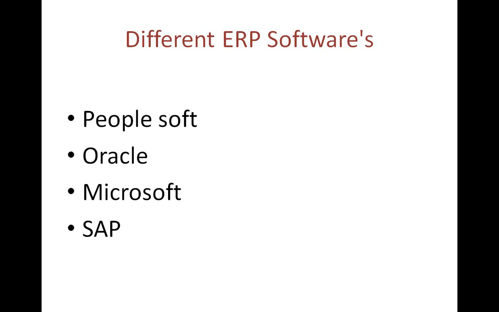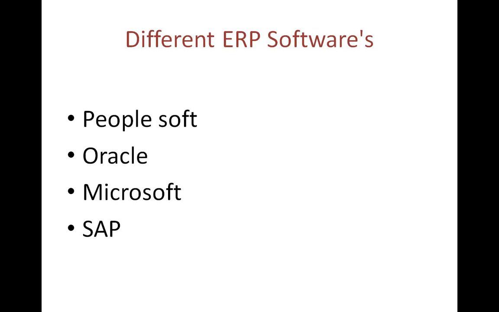If we take PeopleSoft, it is a low cost ERP software. It is used for small scale industries only. Why it is used for small scale industries means the integration between the different modules. In PeopleSoft the integration is not perfect. In SAP the integration between the different modules is perfect. Oracle is also equal to SAP, but SAP is more in the integration part. SAP is more perfect than Oracle.